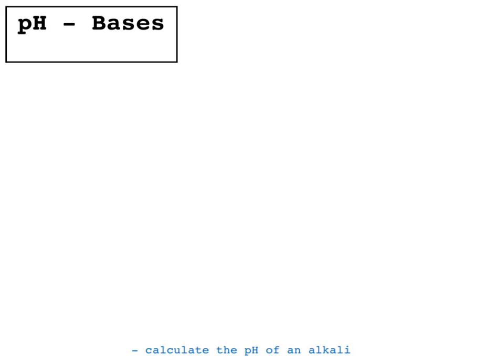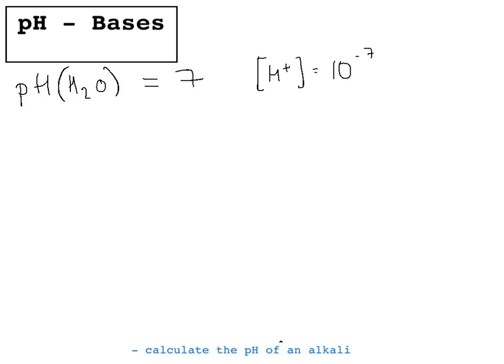So before we can work out the pH of an alkali, first we've got to understand a little bit about how water dissociates and how we can use that to our advantage when calculating the pH of an alkali. So the pH of water is generally regarded as being 7, and that's at 25 degrees. Now what that means is that there must be an H plus concentration in water for it to have a pH of 7. And the pH of water being 7 means the concentration of H plus must be 10 to the minus 7.